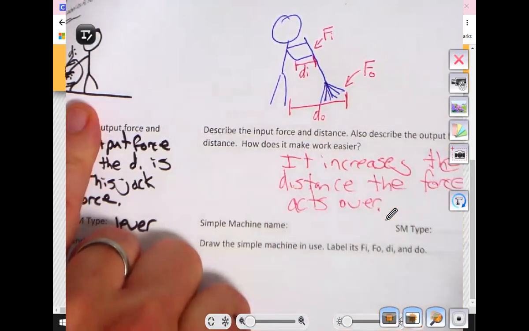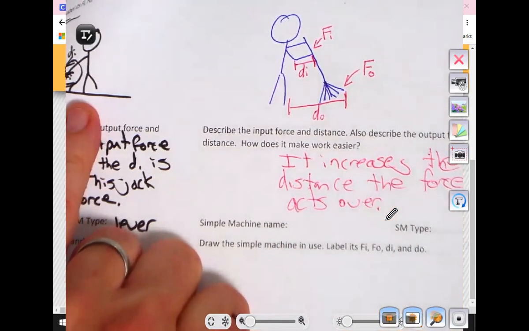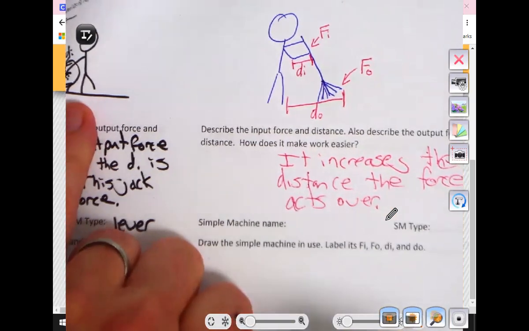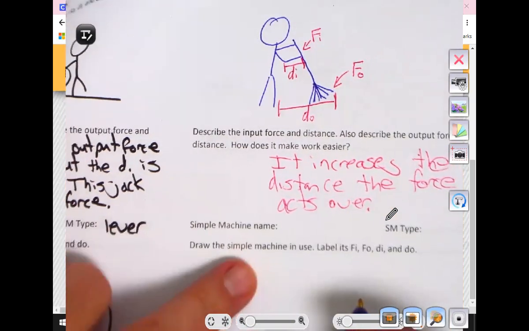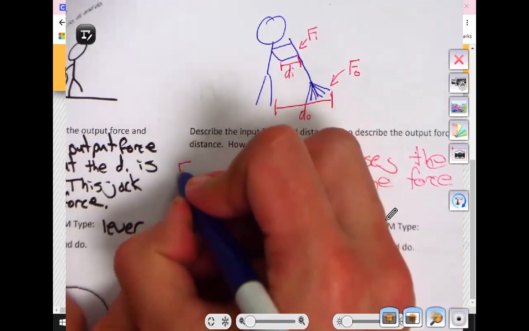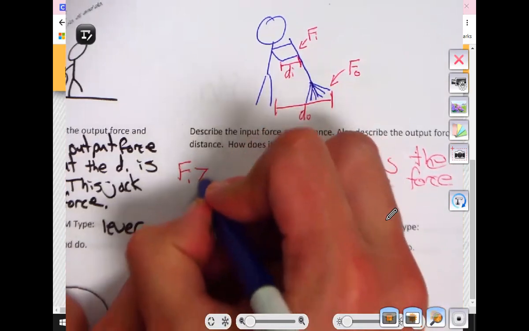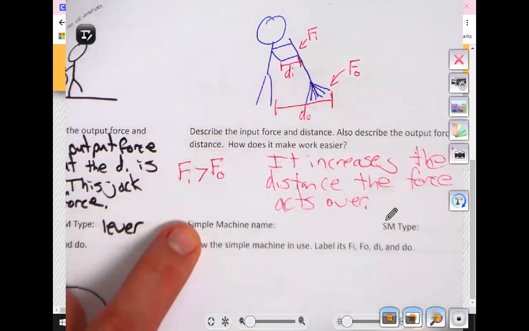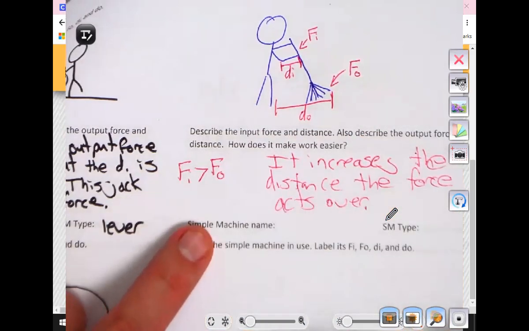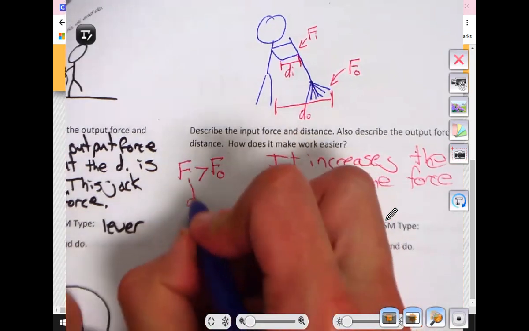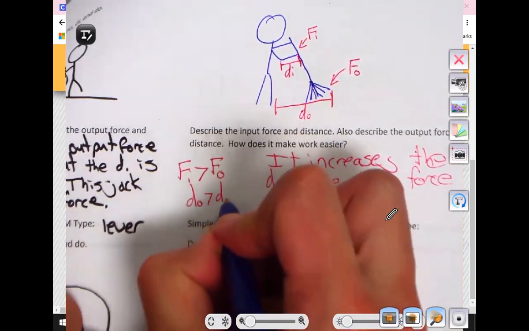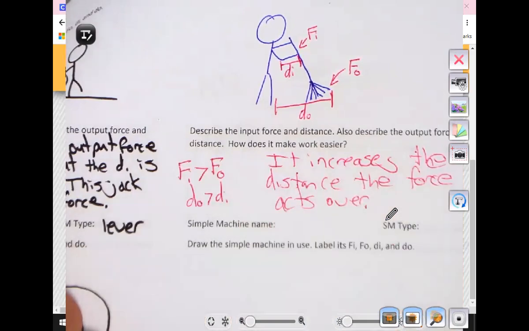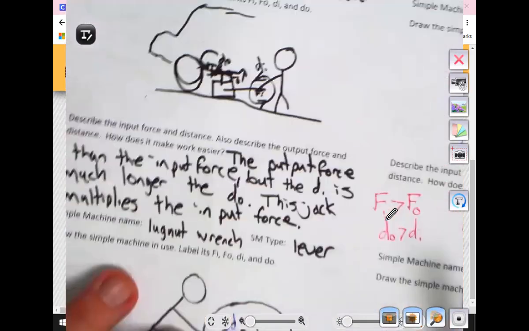All right, which one is a bigger force, the FI or the FO? No. The FI is actually bigger. Your force at the top is a bigger force than the force at the bristles. All right, the FI is bigger than the FO. Which one's a bigger distance, the DI or the DO? That's why we use it. DO is greater than the DI. All right. And so you kind of see simple machines make work easier by different ways.